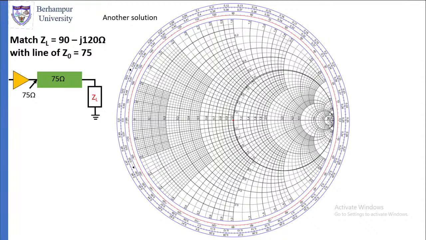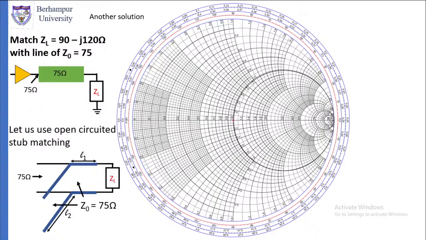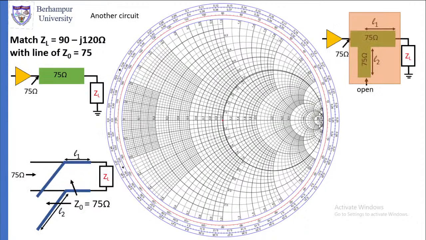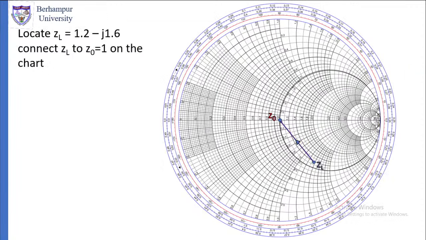Then this is another solution you can do. Follow the same principle, but instead of using a short circuited stub, here we use an open circuited stub. So what we will do is first we will find out L1. No problem in finding out L1. Follow the same principle of finding out L1.